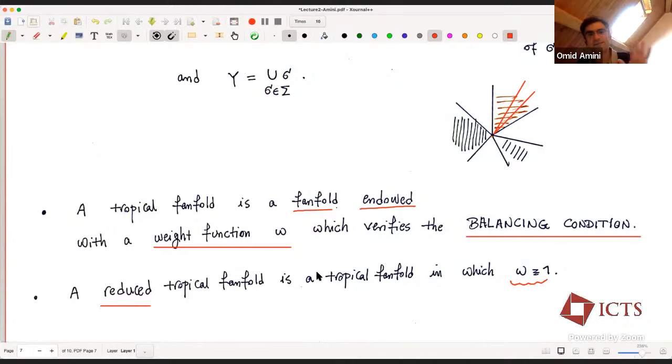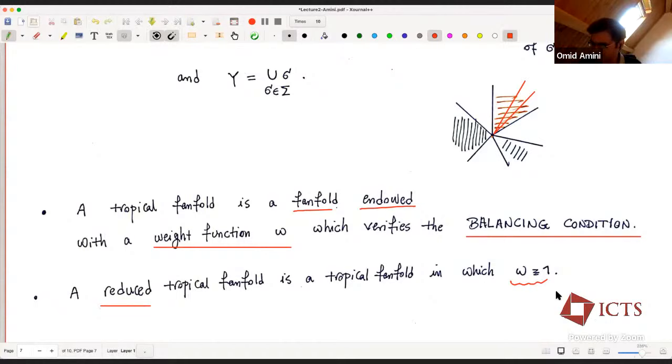Many of the things I'm going to describe can be extended to the case where the weight is not necessarily equal to one and can take larger values. But the fundamental case is the case where the weight function is equal to one. So in this case, I just call it a tropical fanfold. So I suppose that the weights are equal to one, and then you have the balancing condition.